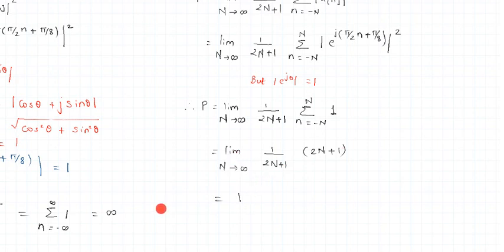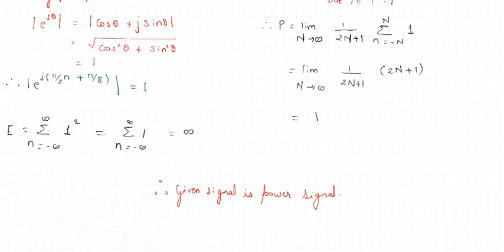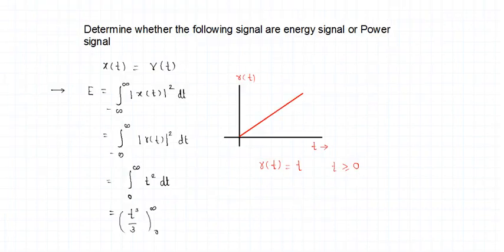So energy is infinite, power is finite, and we know that when power is finite and energy is infinite, the given signal is a power signal. So we conclude here that the given signal is a power signal. Okay, let's move on to the next.